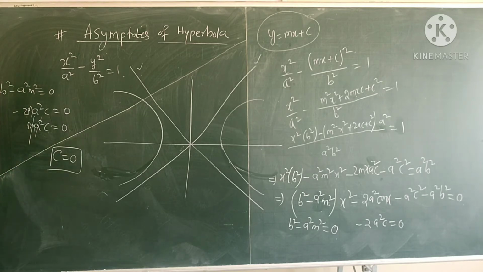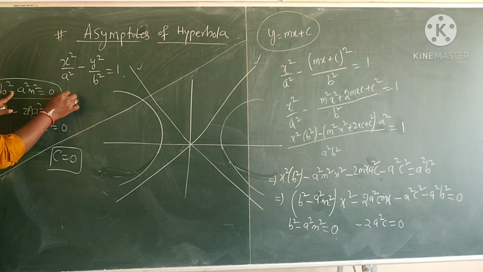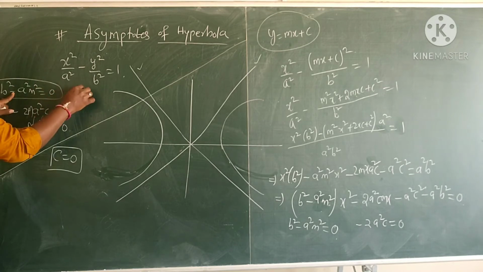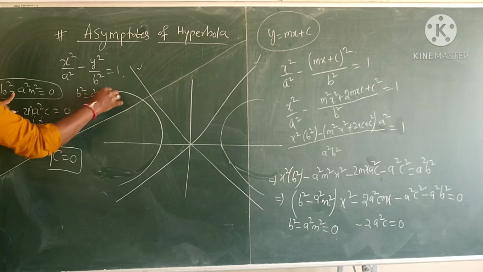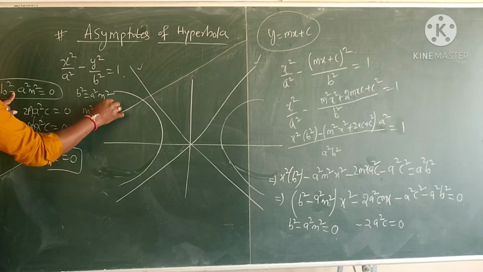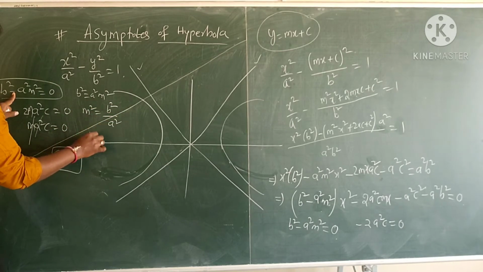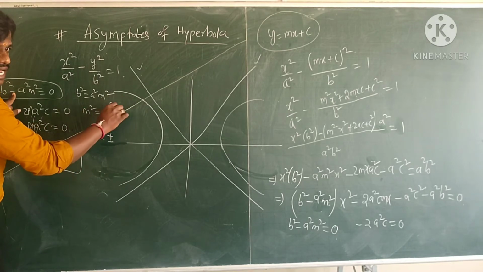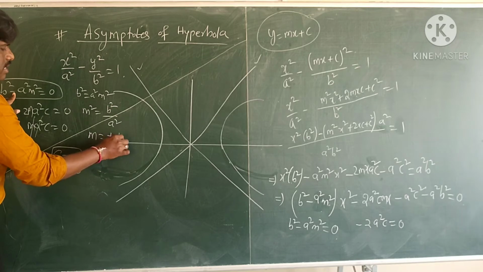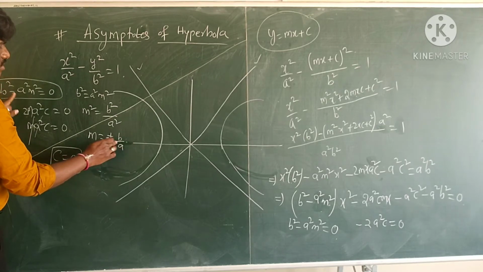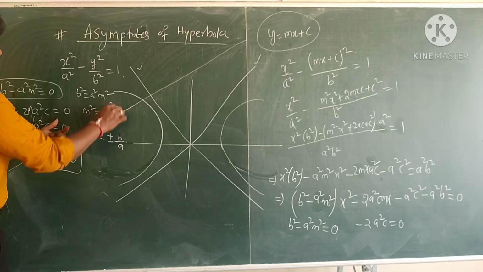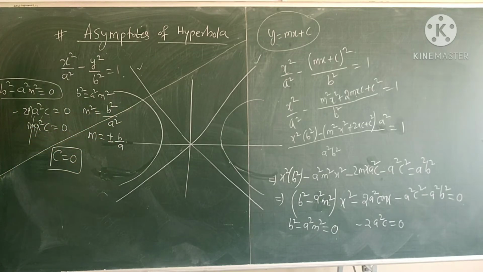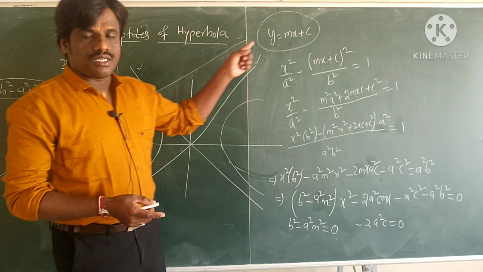Then you can see here also, now you can find the m square value from here. The first equation, I can send that side: b square is equal to a square m square. So m square is equal to b square by a square. Therefore m is equal to plus or minus, because you take the square root, so plus or minus b by a. If you are squaring there, you can equate that, b by a will be the answer. Slope you got, line you got.